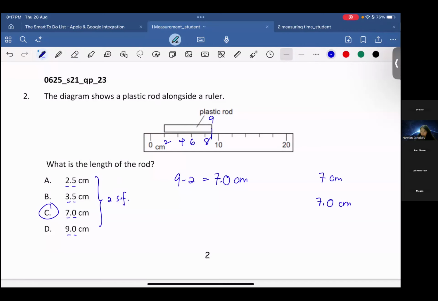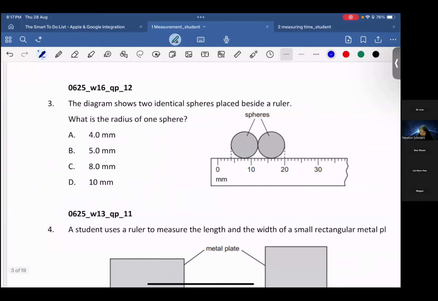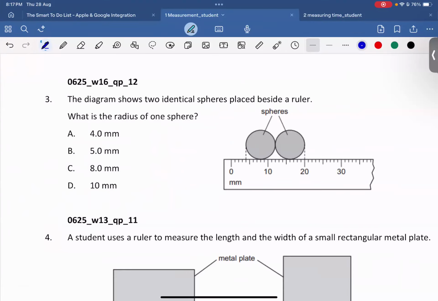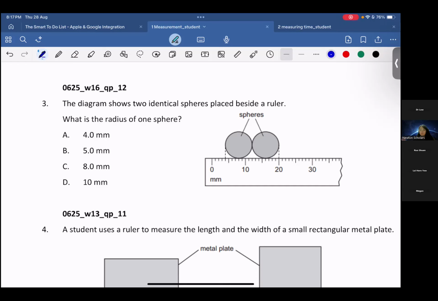Okay, next question, boys and girls. What is the radius? Yeah, I saw your answer. Okay, radius is actually mathematics. Now it's talking about something like mathematics. Radius is here.